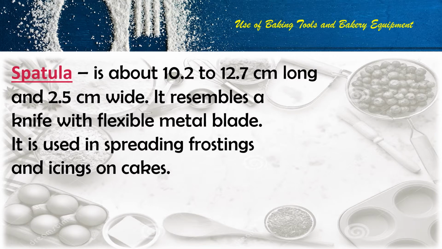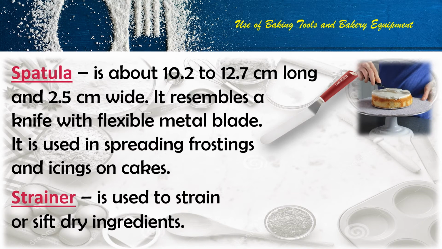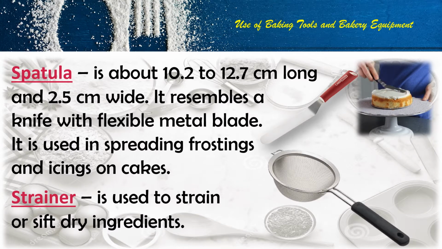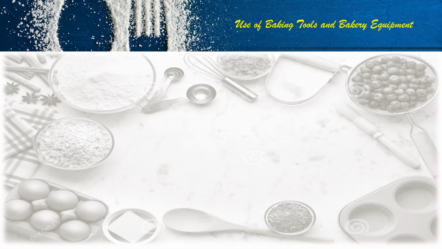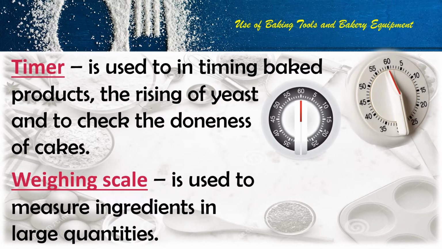Next, spatula. It is about 10.2 to 12.7 centimeters long and 2.5 centimeters wide. It resembles a knife with flexible metal blade. It is used in spreading frostings and icings on cakes. So this is the spatula. Next is the strainer. Strainer is used to strain or sift dry ingredients. Next is we have the timer. Timer is used in timing baked products, the rising of yeast, and to check the doneness of the cakes. We also have the weighing scale used to measure ingredients in large quantities.